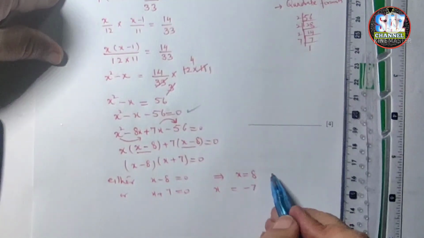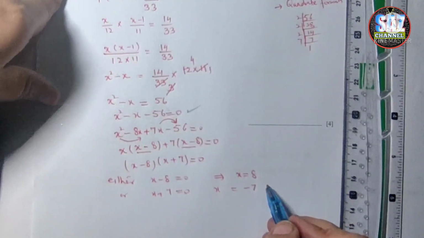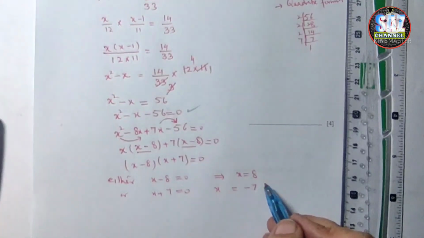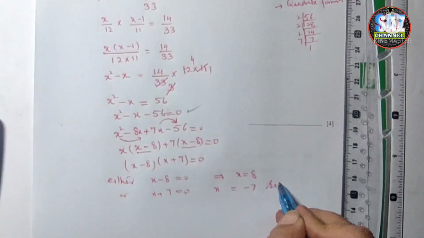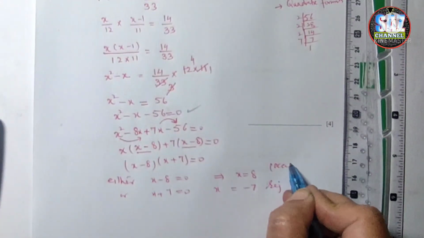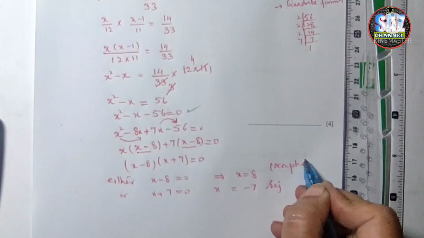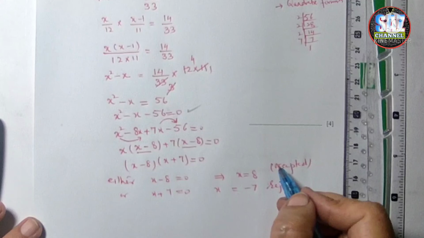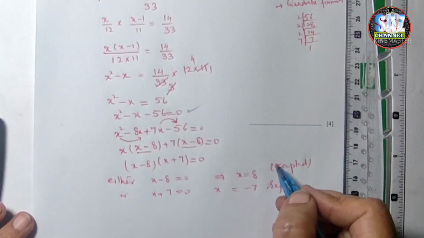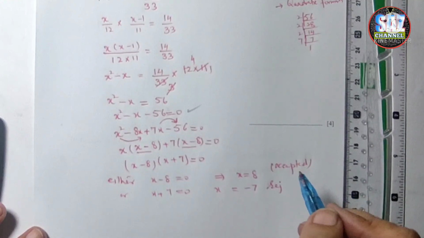As this is the negative answer, and we are talking about balls, we are talking about objects, the balls cannot be negative, so we have to choose the positive answer. So this is the rejected answer, and this is the accepted answer. The question was asking to form an equation in x and find the number of black balls in the bag. So the number of black balls in the bag will be 8. I hope you are clear.